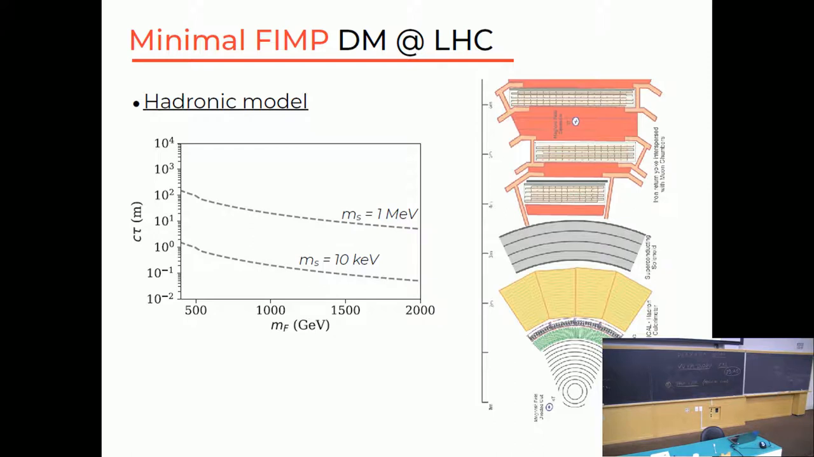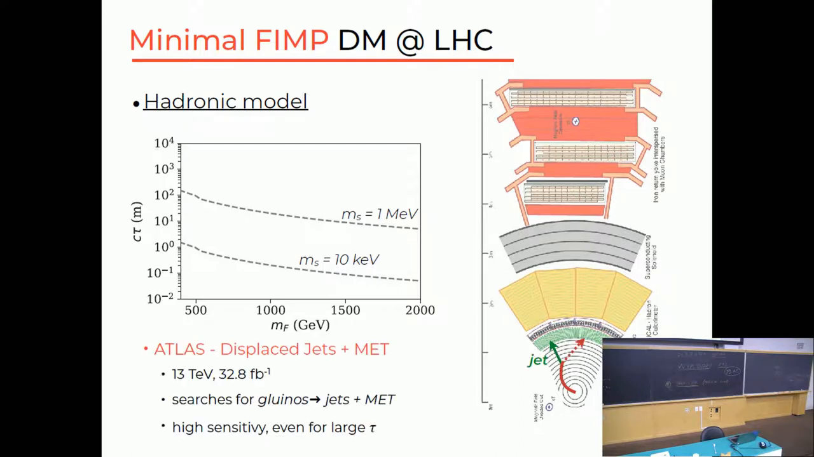In the hadronic model, I have basically the same, but my mediator decays to quarks instead of leptons. So all the leptonic searches I cannot apply. So there is a nice search by ATLAS for displaced jets plus missing energy. It's actually a search for gluinos, and we can apply it to this scenario and exclude this whole bunch of parameter space. Of course, here I have QCD cross-sections for the pair production of F, so it's very easy to exclude it. I mean, the exclusion goes further than in the leptonic case.